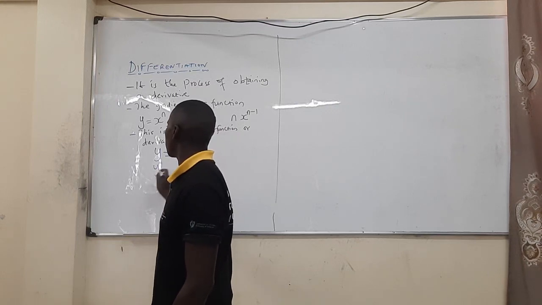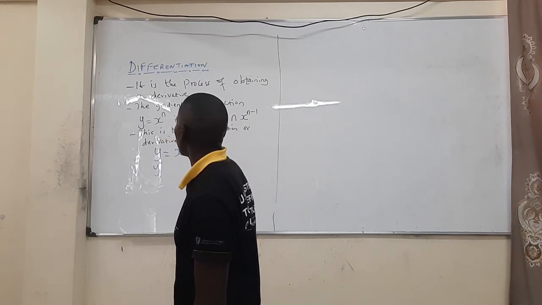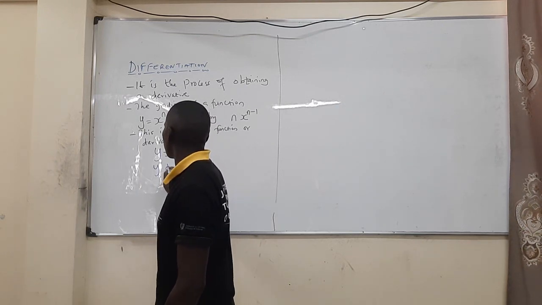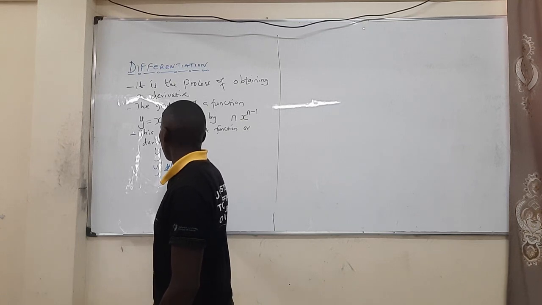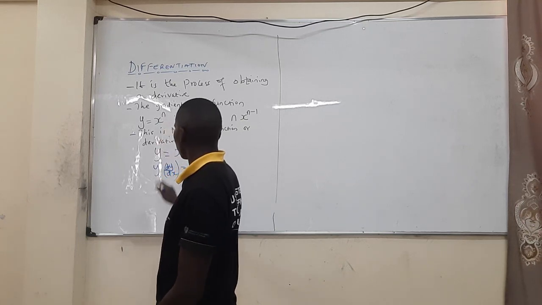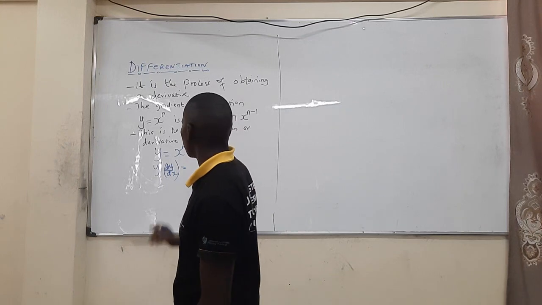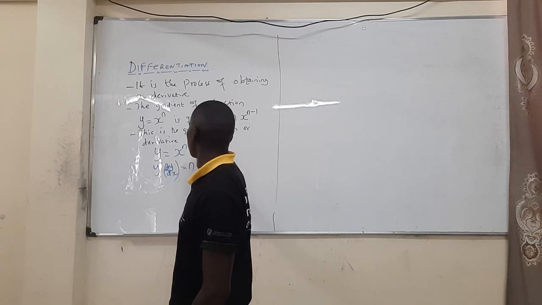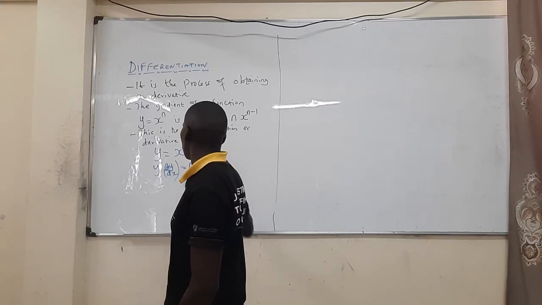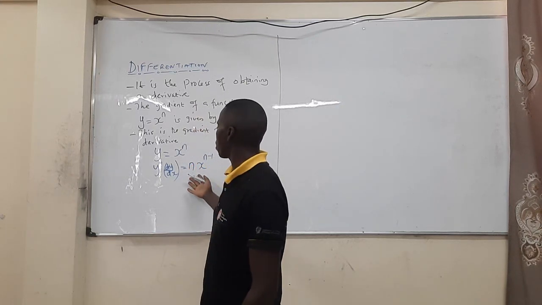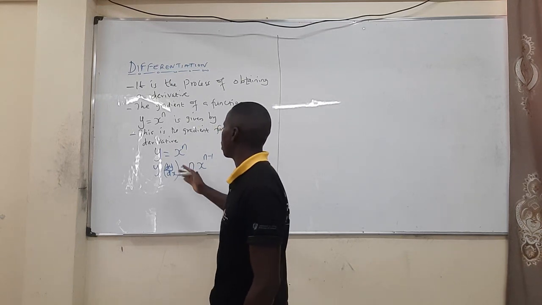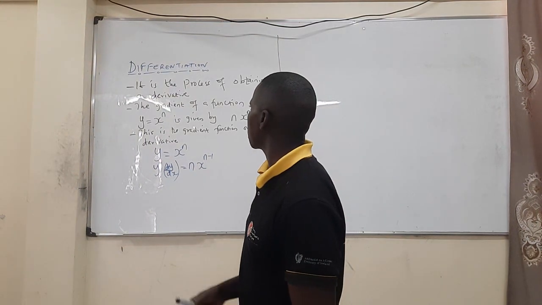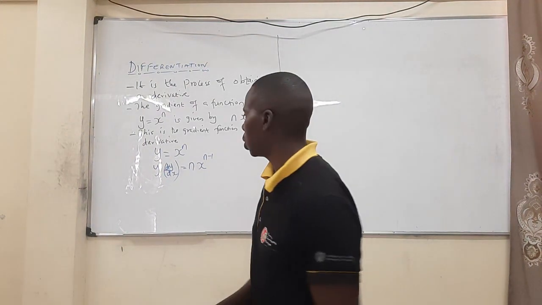You can write it as y prime, or we can just write it as dy over dx. That is the derivative of that function. You drop the power, you get n x, and then the power that was there, n, you subtract 1. That is how you differentiate a particular function. So we can have a few examples to see this process of differentiation.